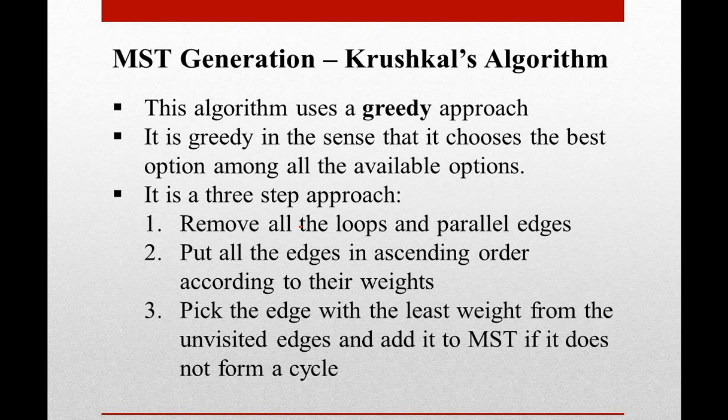Before that, let's look at the sequence of steps performed in this algorithm. The first step is to remove all the loops and parallel edges. It is assumed that students are familiar with loops and parallel edges, otherwise the example will make them clear. A loop is a self edge: if a vertex is connected to itself via an edge, that is called a loop. Parallel edges are the ones where two vertices have more than one edge between them. We need to remove all these additional edges and loops as part of generating the spanning tree. That is the first step.